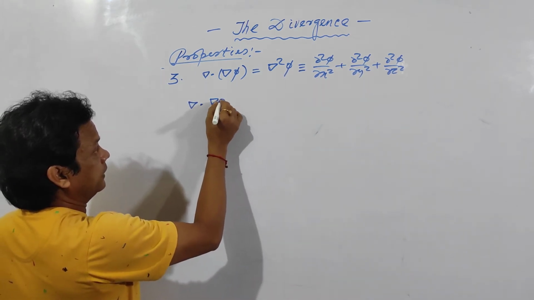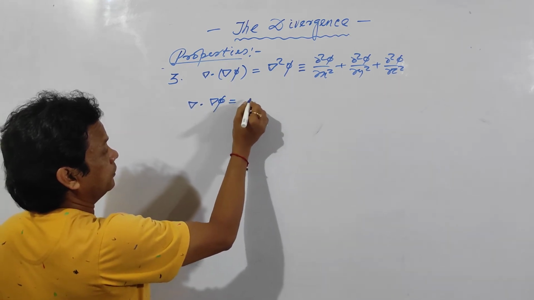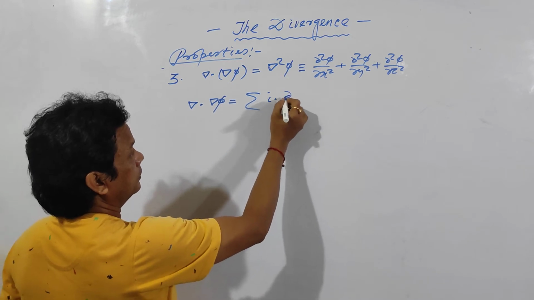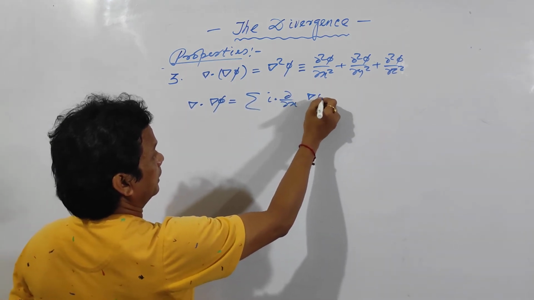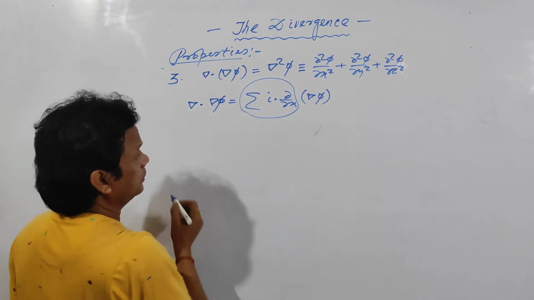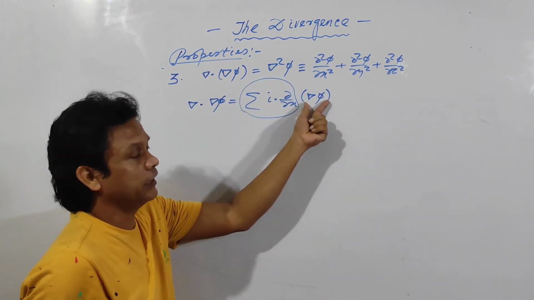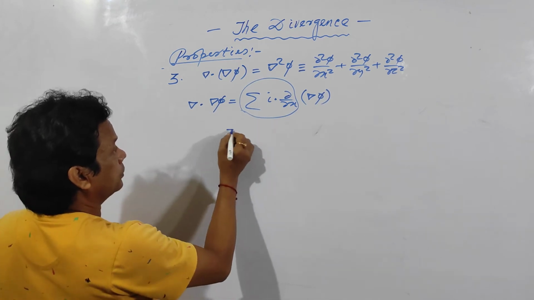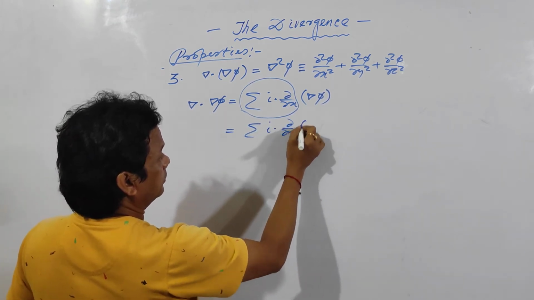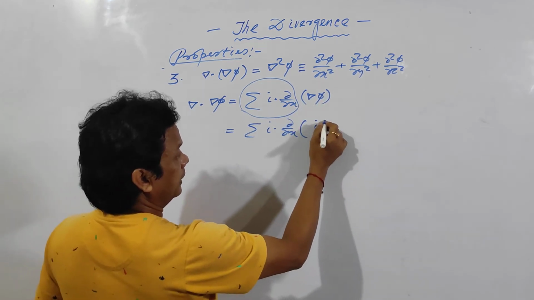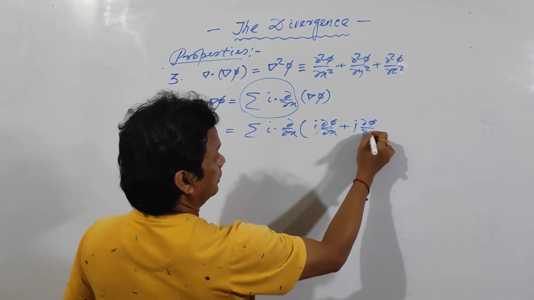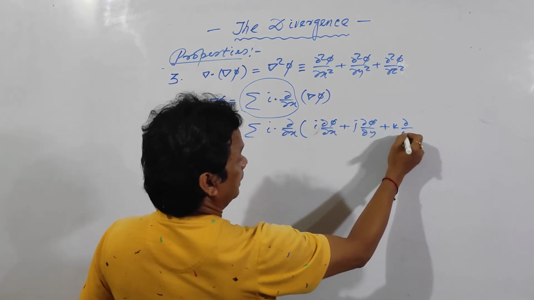Divergence of grad phi is equal to, what is the definition? Summation i dot del by del x of grad phi. So this is the definition of del dot, and in place of u I have written grad phi. Clear? So it is equal to summation i dot del by del x of, and what is the definition of grad phi? i del phi by del x plus j del phi by del y plus k del phi by del z.